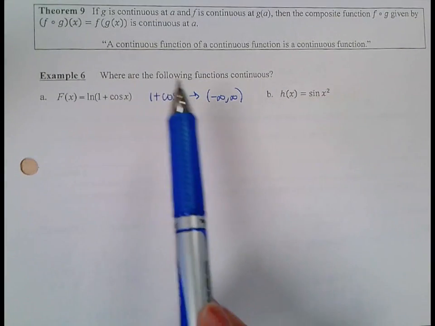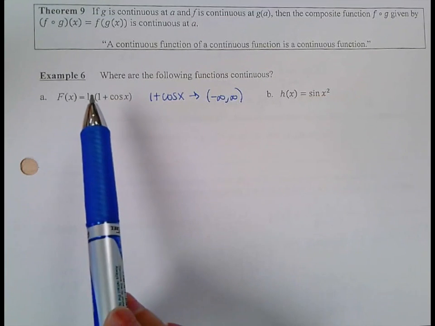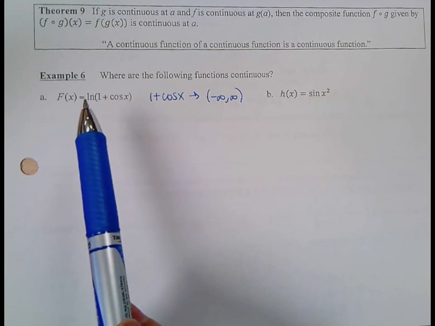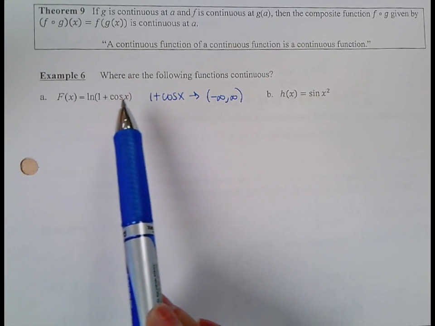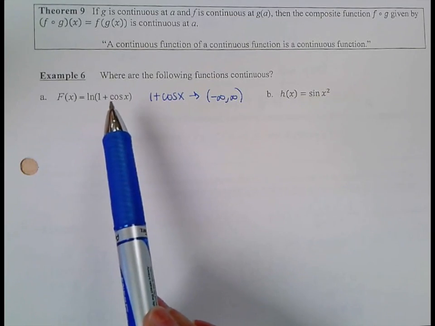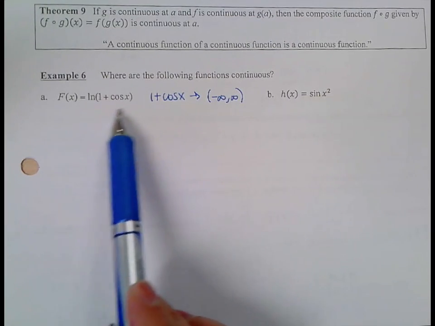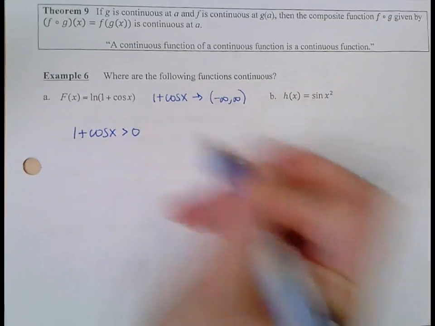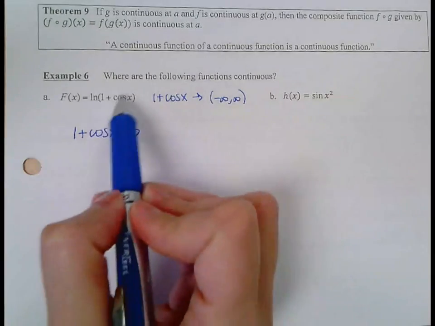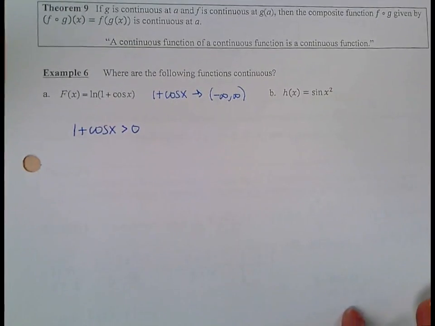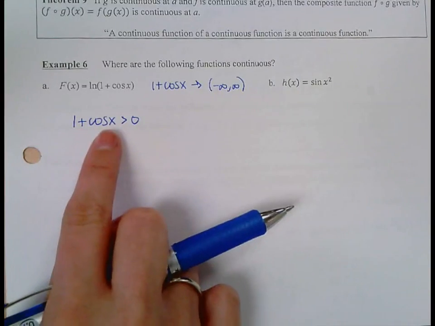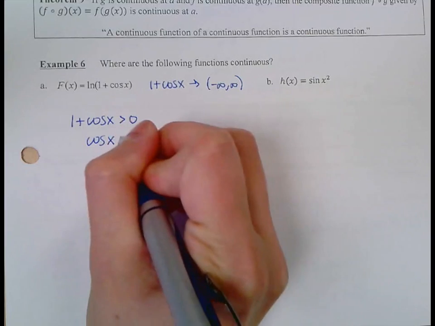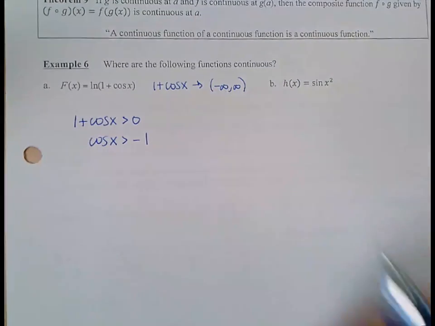So we don't really have to worry about this because it's continuous everywhere, but now for natural log of this, remember that the domain for natural log, whatever's inside of a natural log function or any logarithmic function, has to be greater than 0. So for this to be continuous, the 1 plus cosine of x must be greater than 0 in order for the outer function to be continuous. So if I were to solve this inequality for x, if I subtract 1 from each side, cosine of x has to be greater than -1.